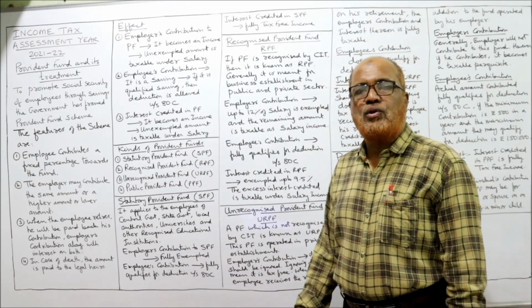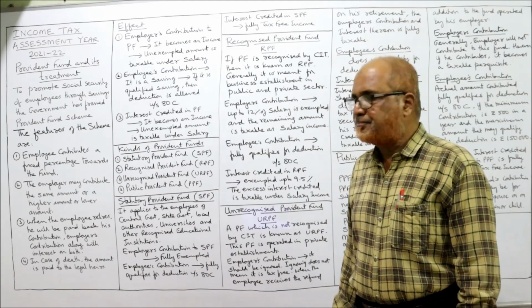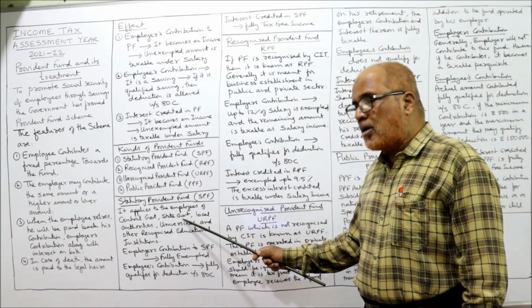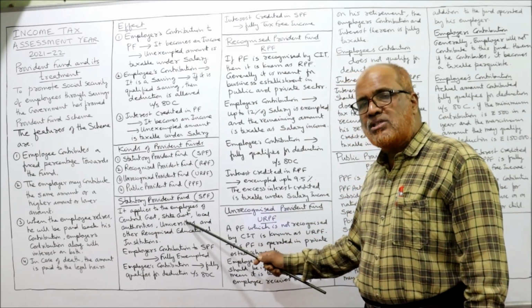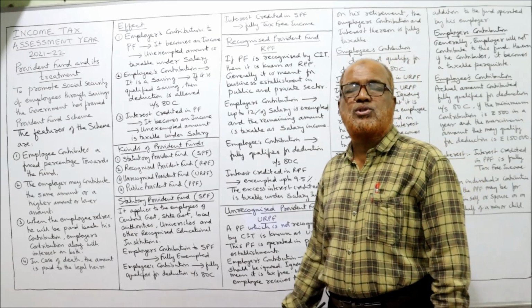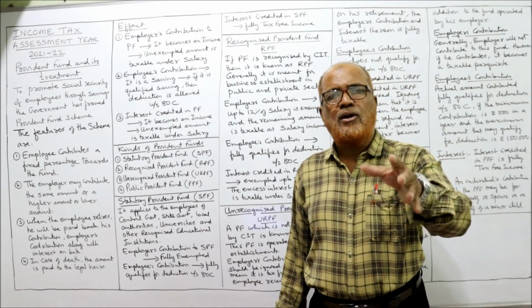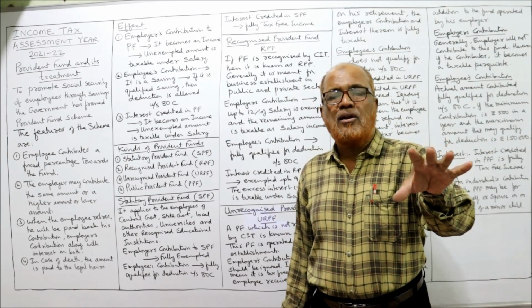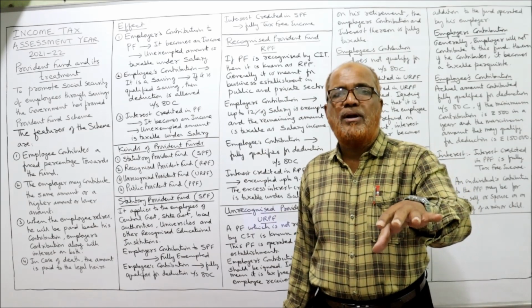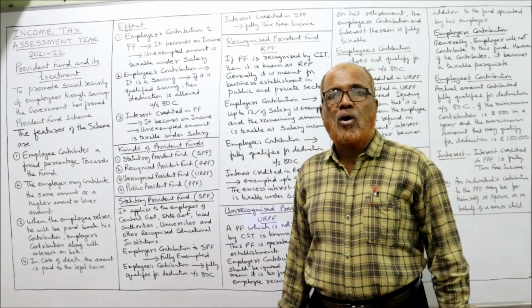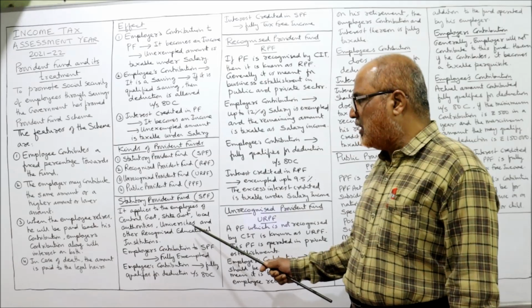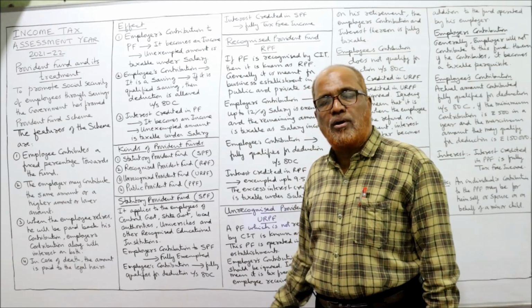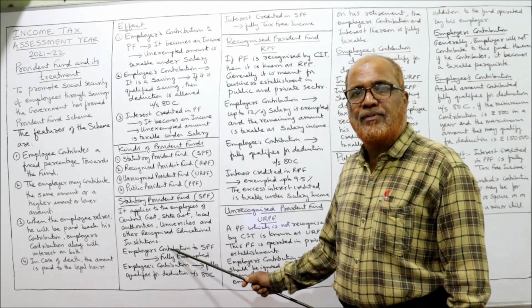First of all, Statutory Provident Fund, SPF. It applies to the employees of central government, state government, local authorities, universities, and other recognized educational institutions. This SPF will not be applied to business organizations. This SPF will be applied to central government employees, state government employees, universities, or other educational institutions, and even local authorities, municipalities, etc. They have this SPF.